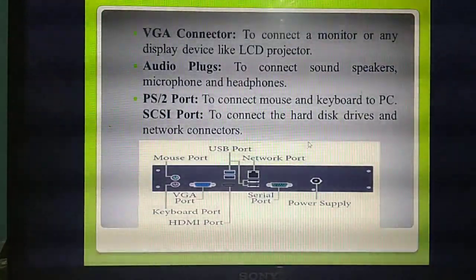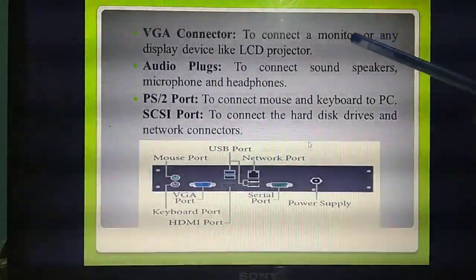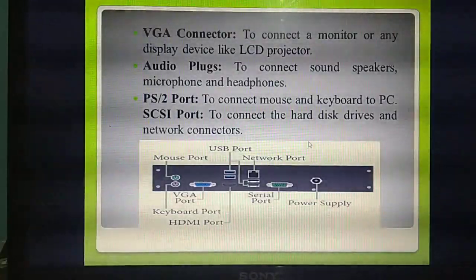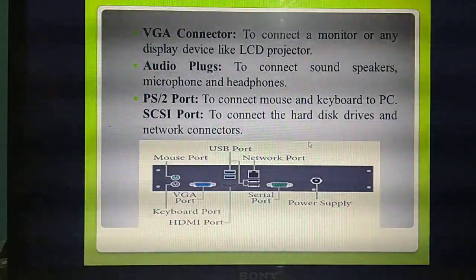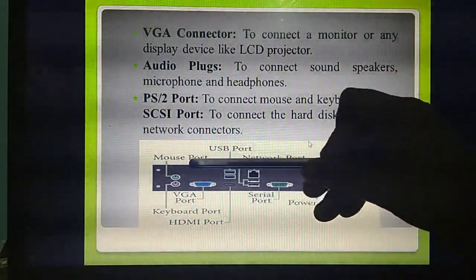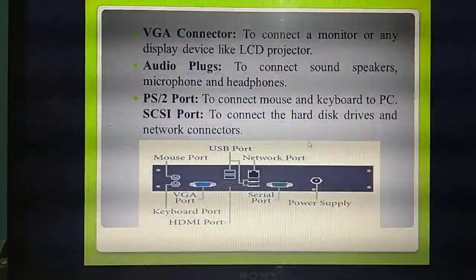Understand? Yes. The next thing is the audio plug. What do you mean by audio plug? The audio plug is used to connect speakers, microphones, and headphones. That's the use of audio connectors. Already I showed it in that diagram. The next thing is the PS2 port. That same thing I have also shown in that diagram. What's the use of the PS2 port? To connect mouse and keyboard. Have you seen these colors? Green color and violet color. The green color is used to connect the mouse. The violet color is used to connect the keyboard.